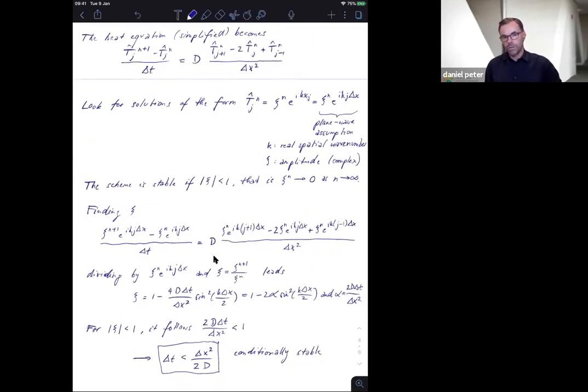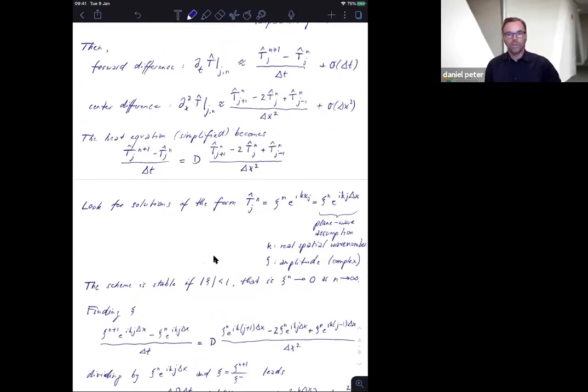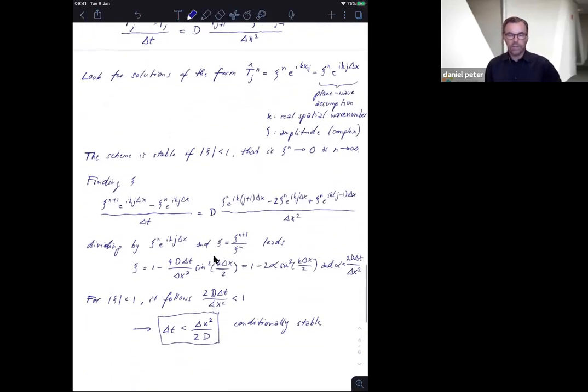Good. What we do tomorrow is look at the other scheme that we also had. Look at its discretized form and then see if we find a similar condition or not. So we do exactly the same. We use this plane wave assumption, put it into the discretized equation, and then see what follows for psi, for this amplitude term in our assumption.